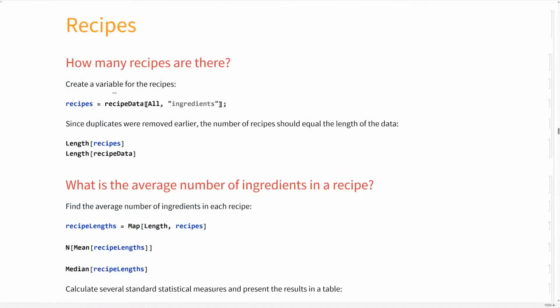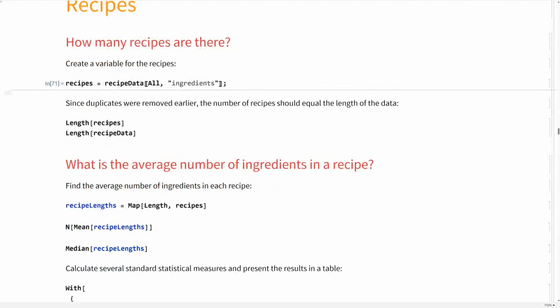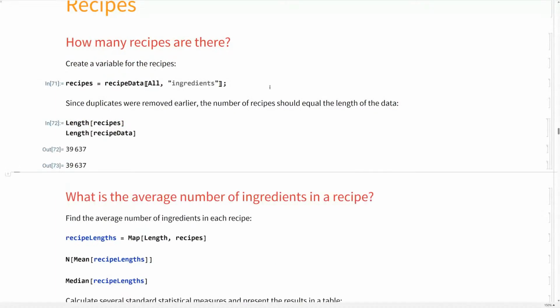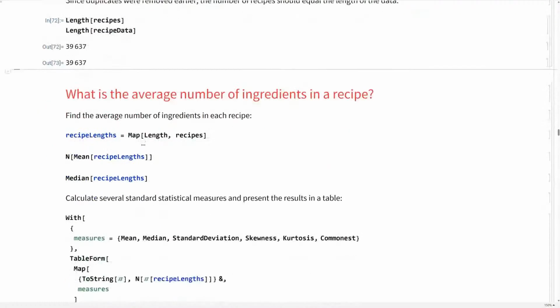All right. So how many recipes are there? And we can see that. Since duplicates were removed earlier, the number of recipes should equal the length of the data, which makes sense. So we're just proving that is correct.